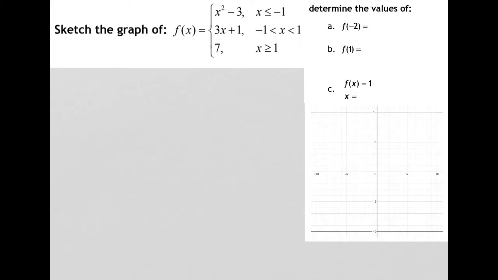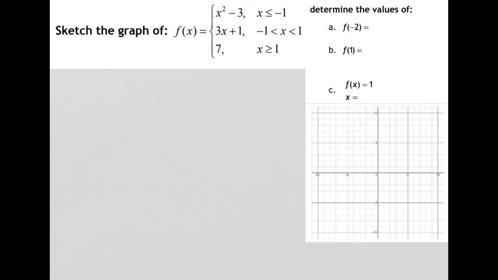Example 2, this time we are given a piecewise function, and we should be able to graph the piecewise function and determine the values. Now, let's graph the first piece, which is a parabola, y equals x squared minus 3. So the simplest way to graph this for now will be using a table of values. And let's look at the domain.